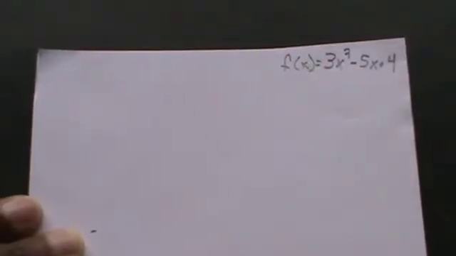Hello everyone. Today I'd like to apply the difference quotient to a specific function, and I'm going to start off by just giving you that function, and that is that f of x is equal to 3x squared minus 5x plus 4. Okay, this is a problem that you have in your class notes.